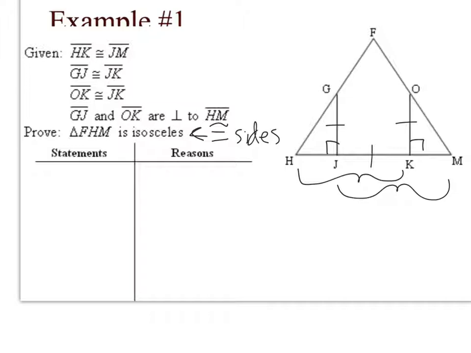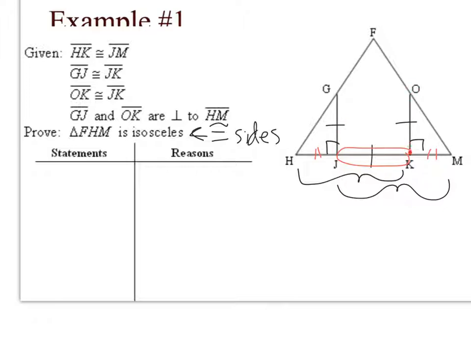I've got GJ and OK congruent by transitive property, if I so please. I've got right angles. That's good. Do I have anything else? Oh, I've got HK and JM congruent. And you know what? If I were to subtract JK from both of those, that would leave me with HJ and KM congruent. Looky what we have here.